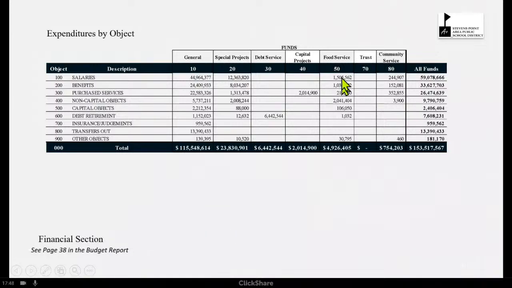Expenditures by object. So this is set up the same way. So here are the major objects going down the left side. Object is telling you what you're spending the money on. And so 100 objects are salaries, 200 objects are benefits, etc. Across the top are the funds again. The totals for each column are at the bottom, so for each fund. And then the overall total for all funds, 153,517,567.